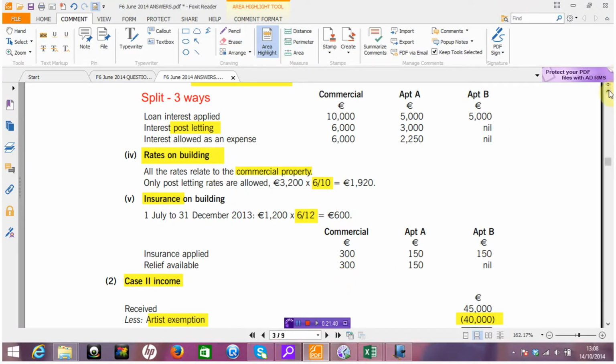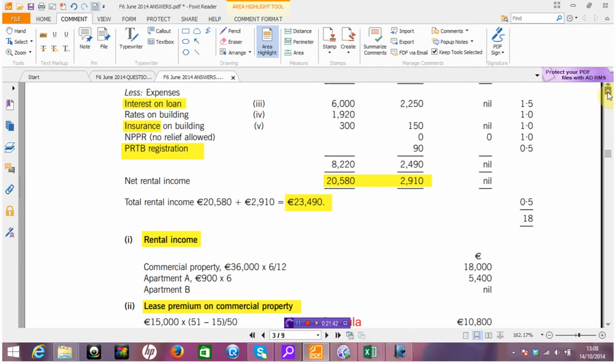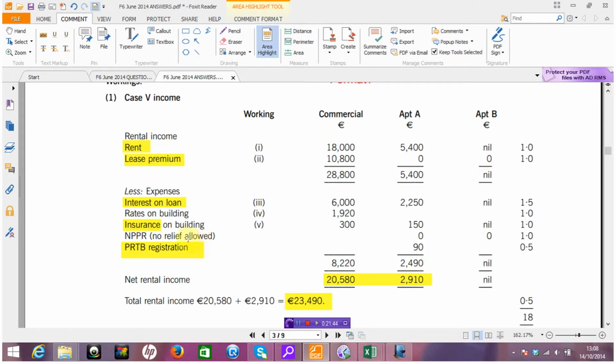So if we move back up to the main working here, what you'll see so far is a fairly straightforward income calculation, and then a little bit of fiddliness in relation to the expenses based on prorating months and dates. And that, as I said earlier on, is the typical way that the examiner would come at this area. No relief for the NPPR, but PRTB would be allowable. Just something that you need to remember, just small items.